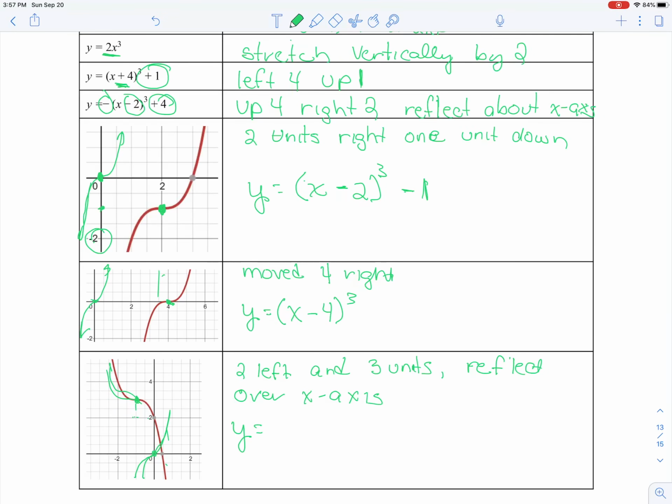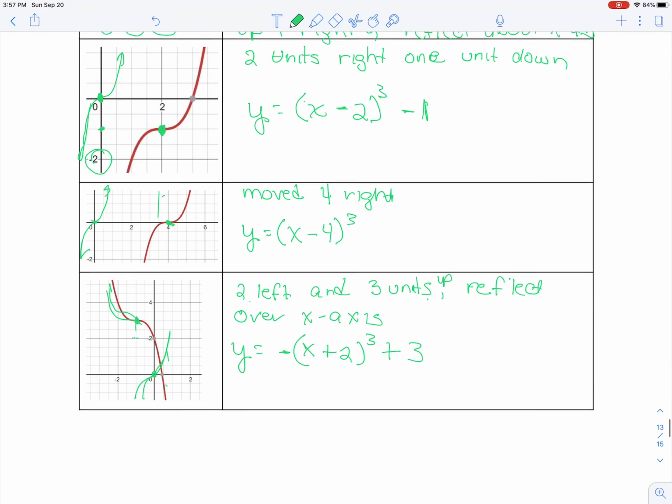Now how do I write that equation? Let's start with, I know I reflected over the x-axis, so there's going to be a negative. And then since I moved to the left, this is going to be x plus 2, cubed, and 3 units up means that's going to be plus 3.